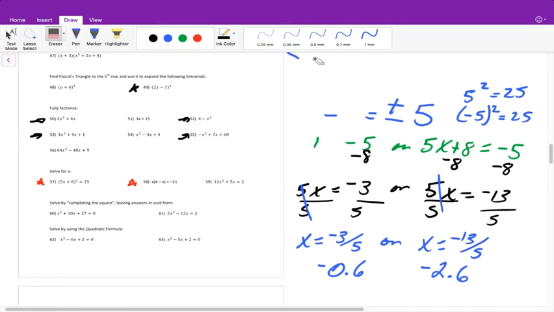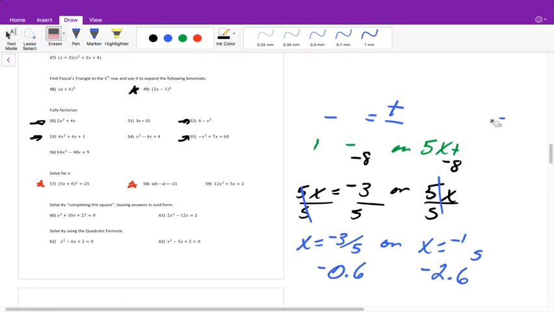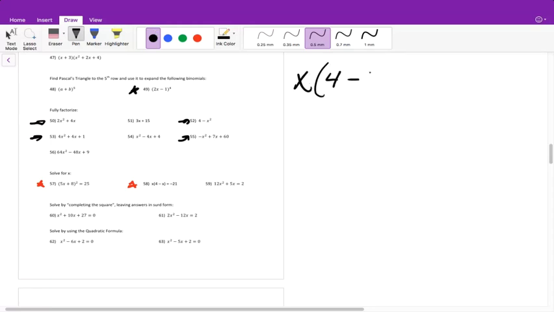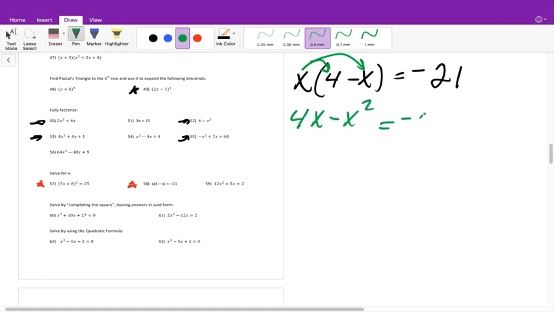All right, so for 58, it's a little bit more challenging. It's not set up with something squared, but it's saying x times 4 minus x is equal to negative 21. So in this case, we actually need to multiply this through first. We need to get rid of the factors. We can't solve it with factors unless it's set equal to 0, which it's not. It's no longer factors. So then we get 4x minus x squared is equal to negative 21.